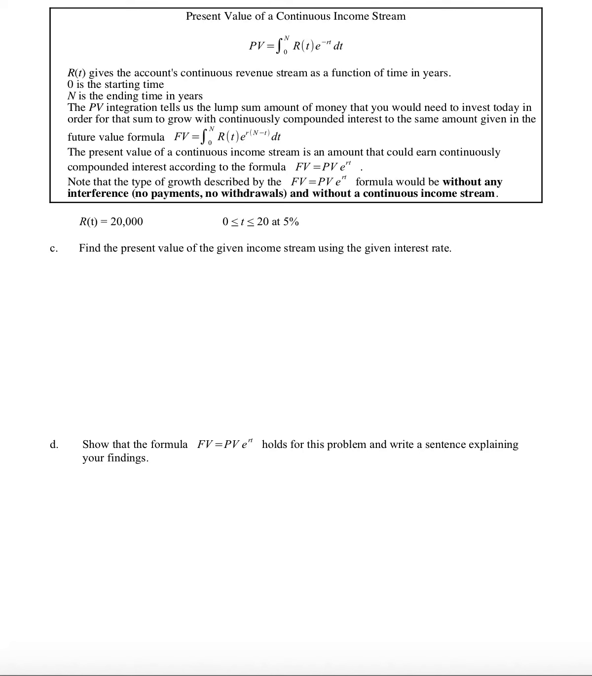The following is a formula for the present value of a continuous income stream. Now, in order to explain what the present value is, I'll do a little graph here. We saw in the past that a continuous income stream that's constant like this of $20,000 would grow in a linear way, like this, if we were talking about the total value.